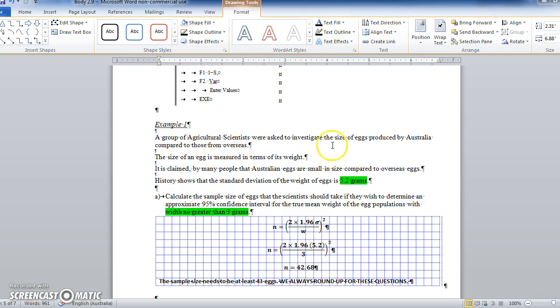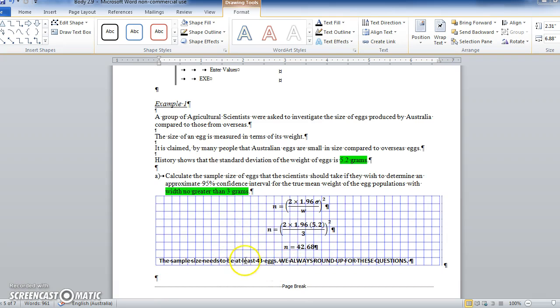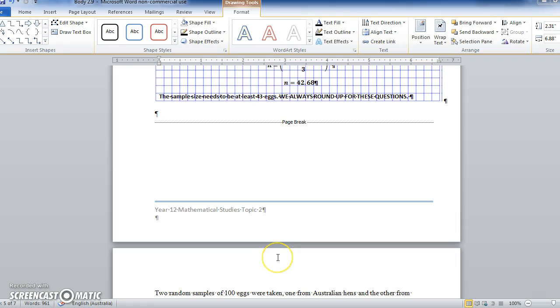A group of scientists are looking at sizes of eggs produced in Australia and overseas. It's measured in terms of weight, and it's claimed that Australian eggs are smaller than overseas eggs. We've got a standard deviation in the weight of eggs of 5.2 grams, so that's our population standard deviation. And we've calculated a sample size that we need at least 43 eggs.